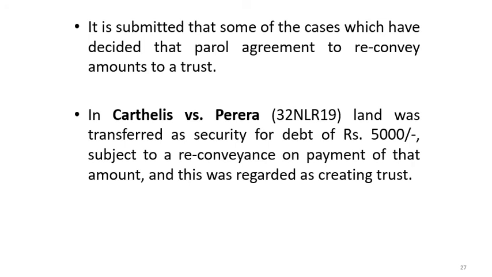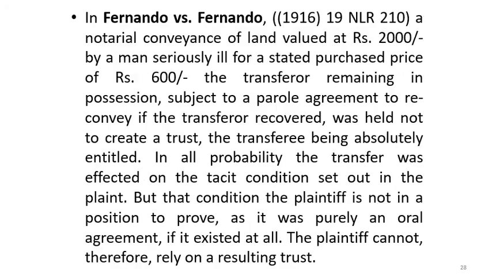In Catholics versus Pereira, the land was transferred as security for debts of 5,000 rupees, subject to reconveyance on payment of that amount. This was regarded as creating a trust. Fernando versus Fernando: a notarial document transferred land valued at 2,000 rupees, by a man seriously ill, for a stated purchase price of 600 rupees. See the difference between the prices. The transferor remained in possession, subject to a parol agreement to reconvey if he recovered from the illness, and it was held not to create a trust.